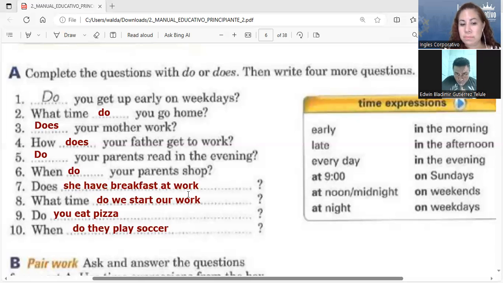Does she have breakfast at work? So let's talk about your mom. Does your mom have breakfast at work? My breakfast is 8 o'clock. Okay, no. Look at the question. It says here, does she have breakfast at work? Number 7, Edwin. What is the answer? At the 8 o'clock.